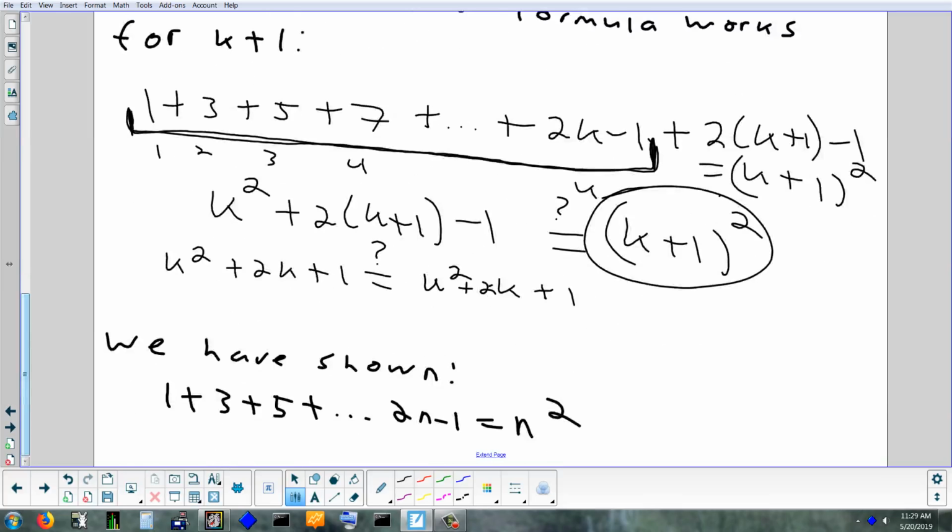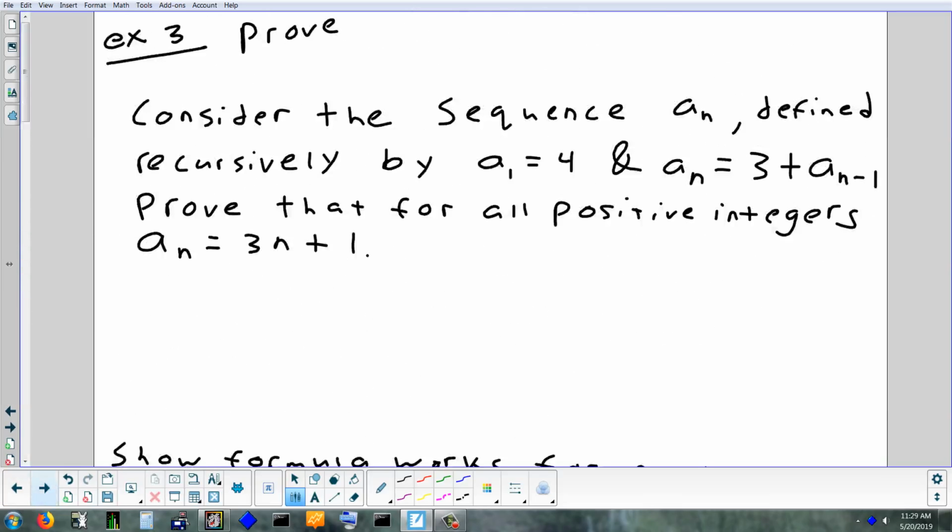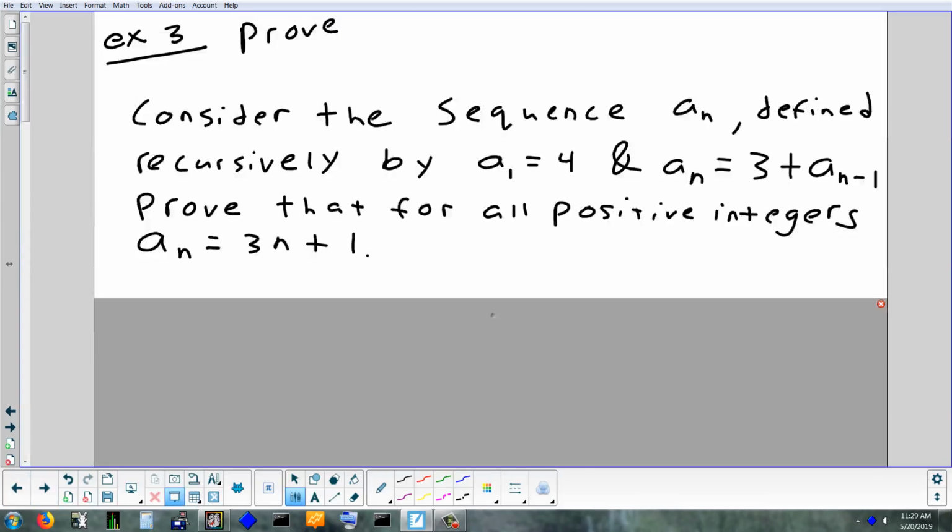Right, so we did a proof involving a series. We did another proof involving a series. Let's do a proof involving a sequence. So this is going to be a problem where I give you a recursive formula. I want you to find the explicit formula and then prove to me that your formula would work all the time.